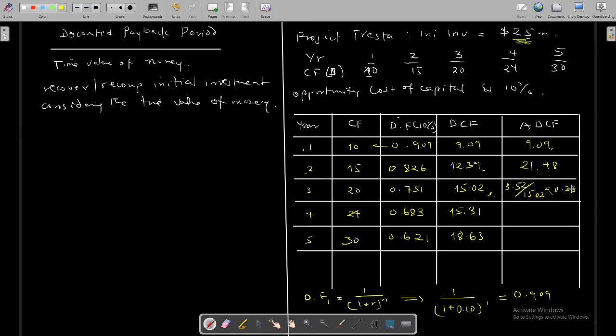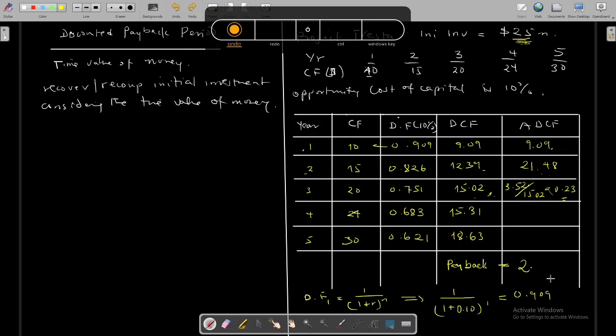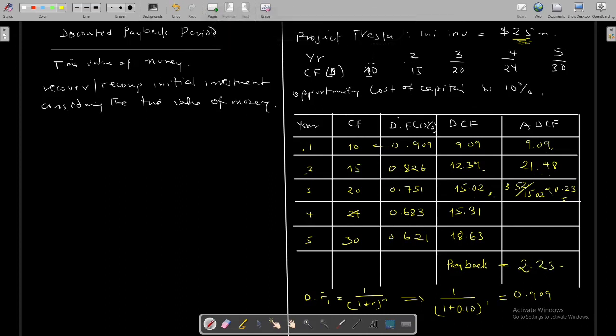Therefore, for this project, the payback period is equal to the addition of the full years, which is 2 years, plus the 0.23, which is 2.23 years. So this project took 2.23 years.